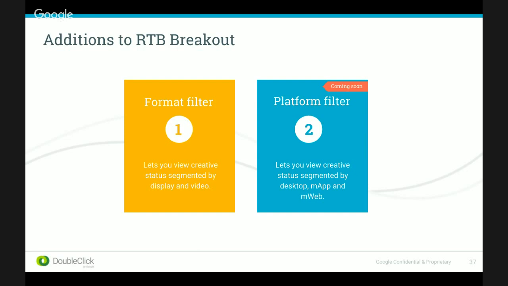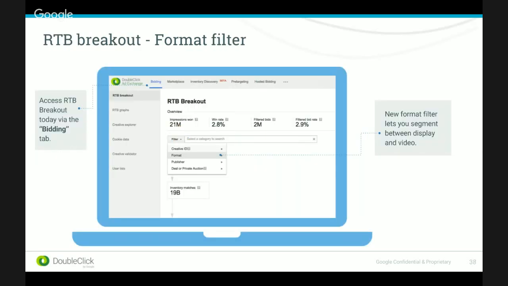We can go to the next slide, please, Asha. Here's a quick screenshot of where this filter is. Once you log into your AdX account, click on the bidding tab, and you should be taken to the RTB Breakout page by default. At the very top of the page, where you usually see the filter dropdown, go ahead and click in there. You'll see format has now been added in between Creative ID and Publisher. Once you click format, you'll be able to select between display and video, and that will automatically update the data you see within RTB Breakout below. This is also where we're going to add that platform filter I was just referring to. It'll be a new filter listed in this dropdown of filter options.